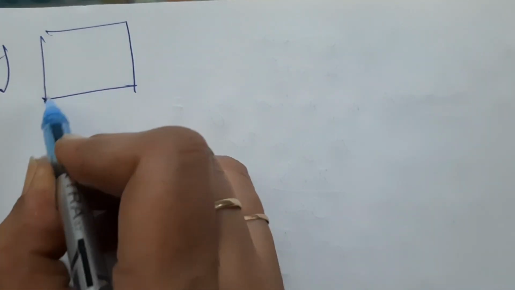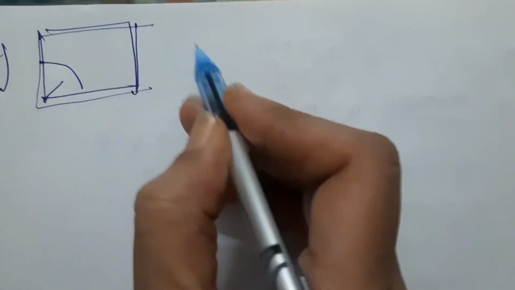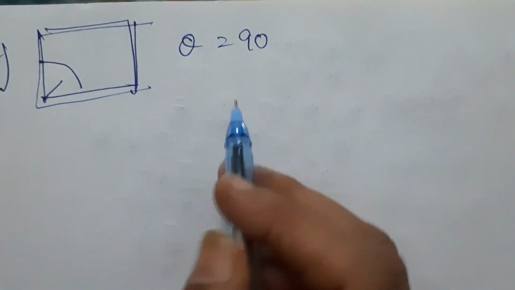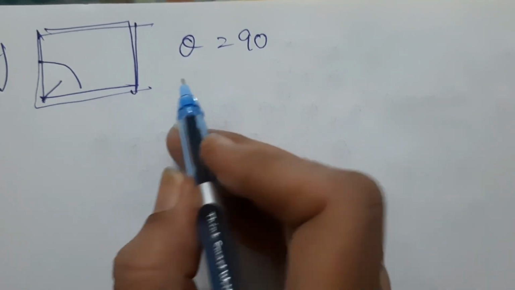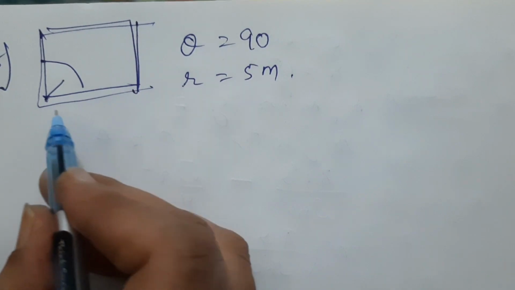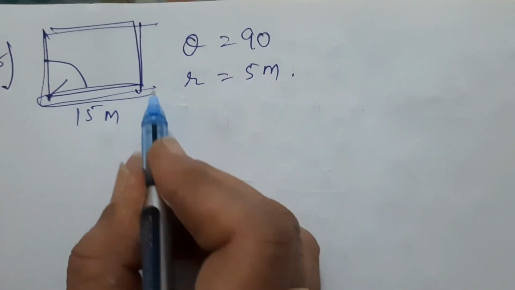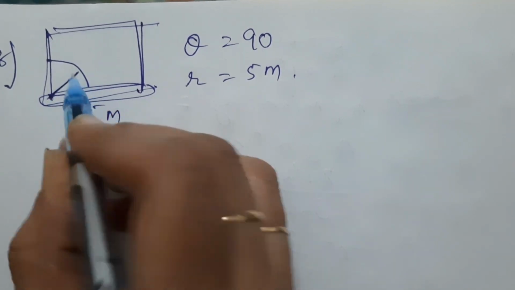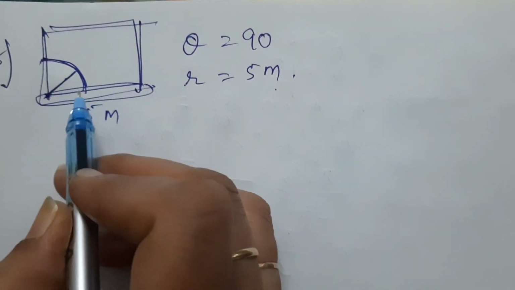Now let's start with the next question. Question number 8. In the diagram, which you can see in the textbook, a horse is tied at one of the corners. Here, as this is a square, theta is 90. They will not give it; we need to consider it. And it is tied with a rope of 5 meter, so radius is 5 meter. Don't get confused. Here the side of the square is given as 15. This is of no use. We need to consider only the rope. So the rope is given as 5 meter. We need to find how much area it will graze.